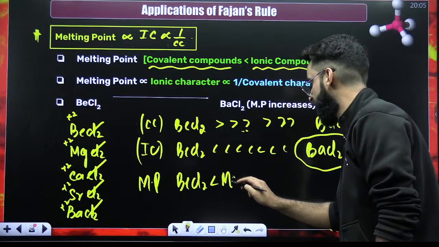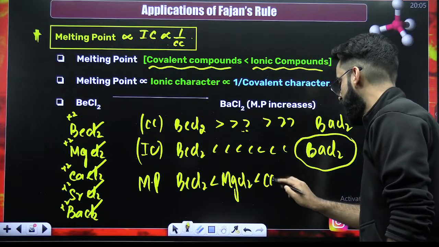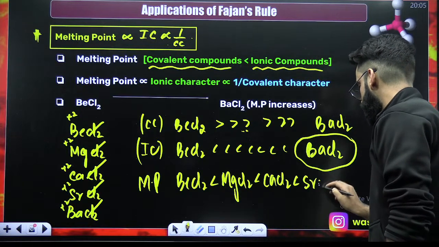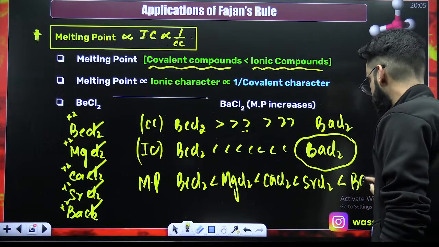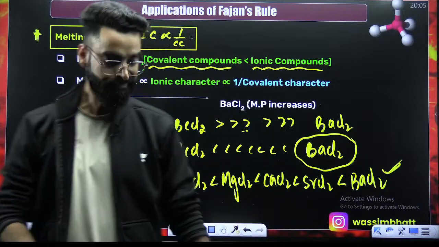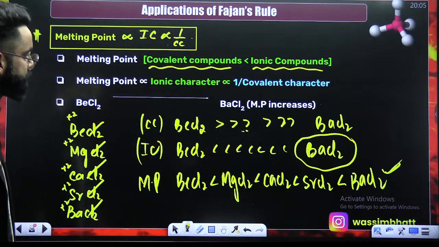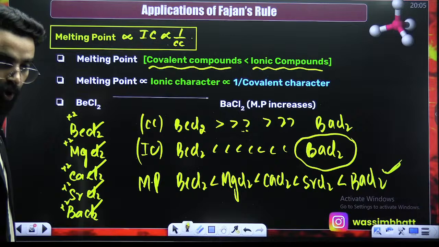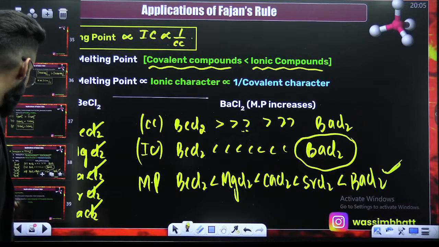BeCl2, MgCl2, CaCl2, strontium chloride, followed by BaCl2. This is the melting point order, right? Perfect. This is the melting point order. Got it? This sort of a question can be asked as well.